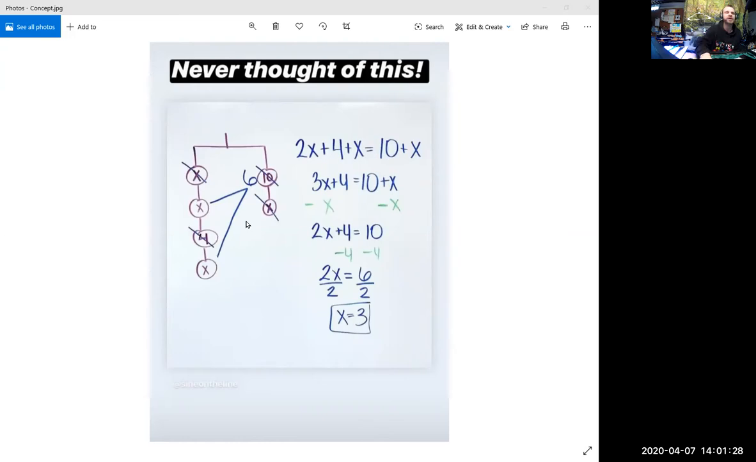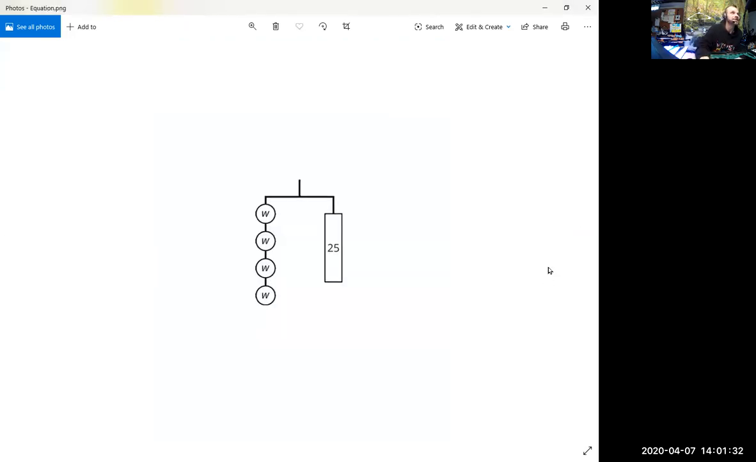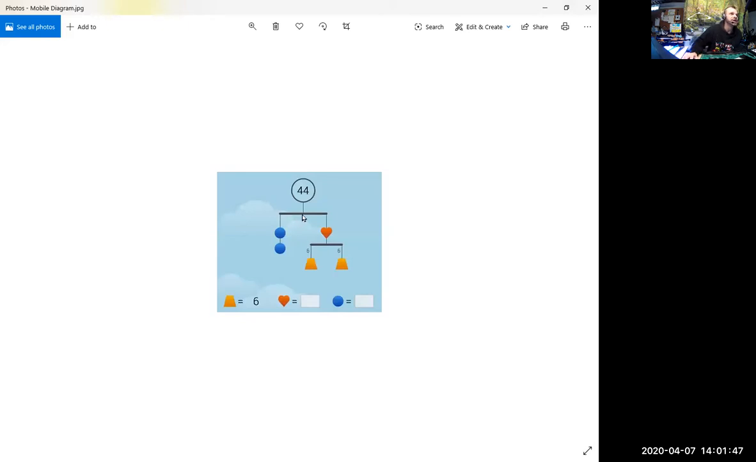It's a little confusing. You may see the hangers look like this. This is a picture I got just off of Google when I put in hanger diagram. We'd be solving for W. We'd be finding out whatever W is equal to if we know that 4 W's is going to equal 25.